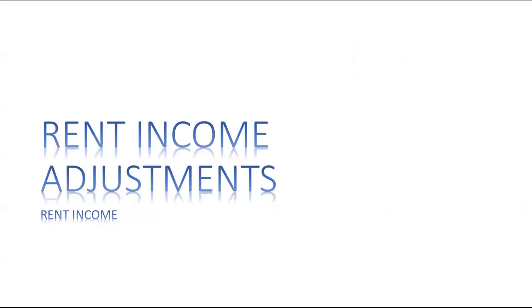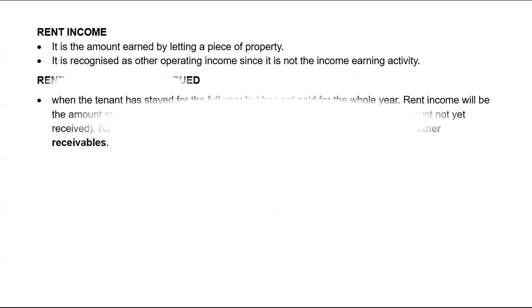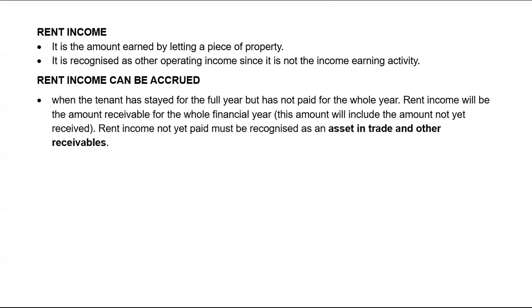Now let's get deep into rent income adjustments. Rent is the amount earned by letting a piece of property. It is recognized as other operating income since it is not the main income earning activity. It is income, as I've said, that we earn by letting out property.